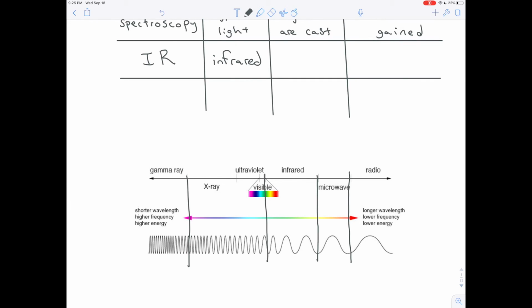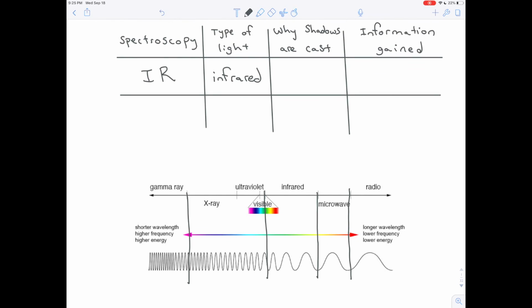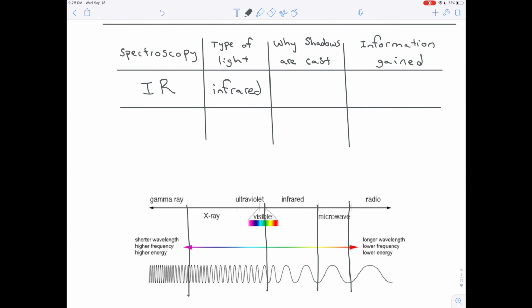And so you have these different regions with different amounts of energy based on how frequently the waves would hit you. And so infrared, those are frequencies which are a little lower. They don't hit you quite as often as visible light. Those frequencies are what we shined on molecules when we did IR spectroscopy. And the shadows were cast because dipoles vibrated differently.